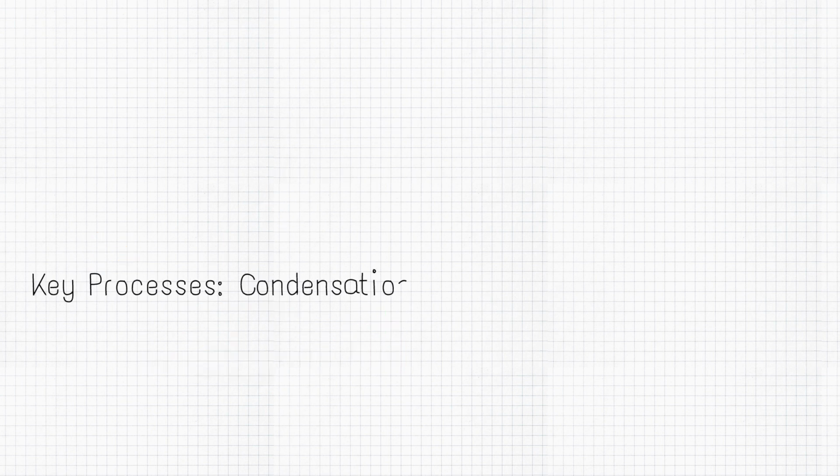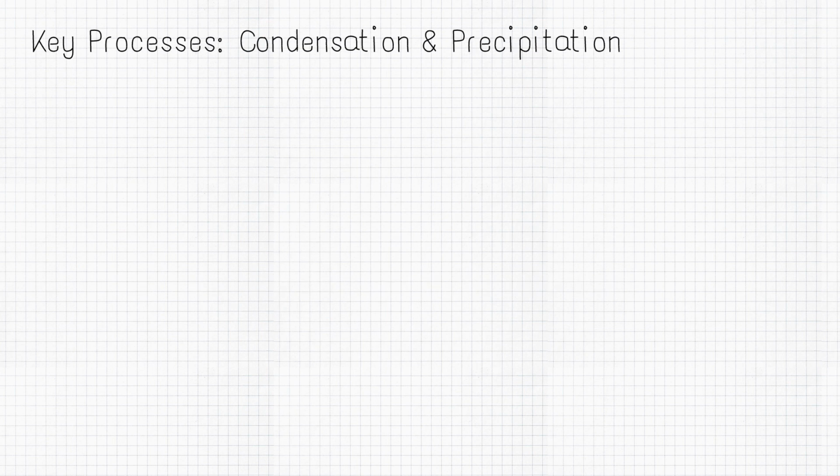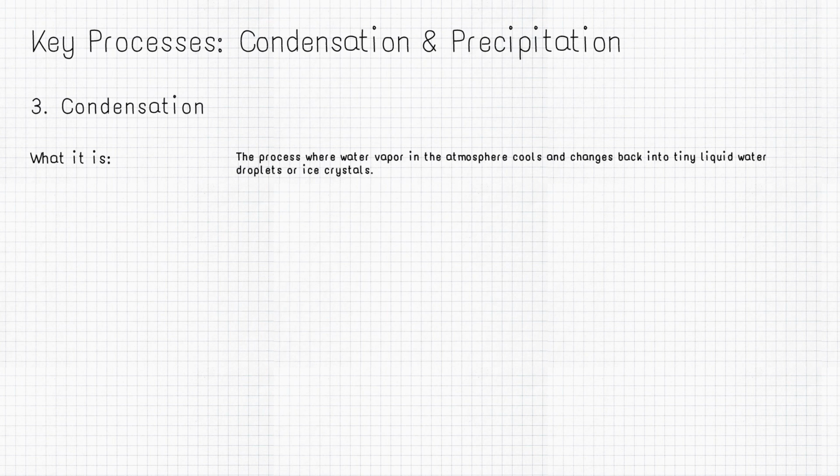Once water vapor is in the atmosphere, the next stages of the cycle involve it returning to a liquid or solid state. These processes are condensation and precipitation. Our third key process is condensation. Condensation occurs when water vapor in the atmosphere cools down and changes back into tiny liquid water droplets or even ice crystals. This is the opposite of evaporation. The result of these tiny droplets or crystals gathering together is the formation of visible clouds. Without condensation, we wouldn't have any clouds in our sky. These are the clouds we see every day, formed by countless water droplets or ice crystals.